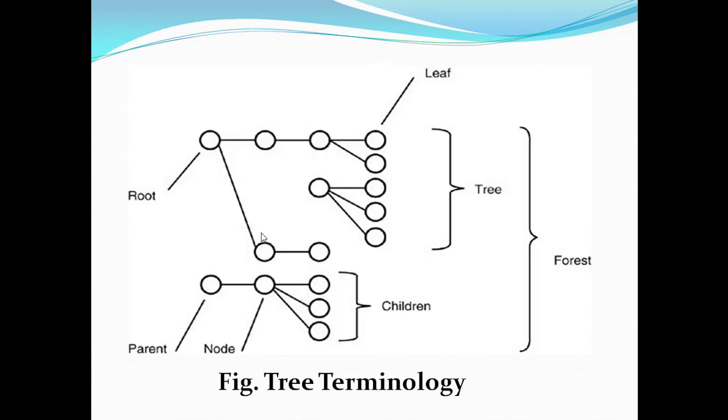Here are some tree terminologies. Root, it has some nodes, it has parent, some children, leaf. Root, node, parent, children, leaf form a tree, and all the trees together form a forest. Like this, tree terminologies are there.